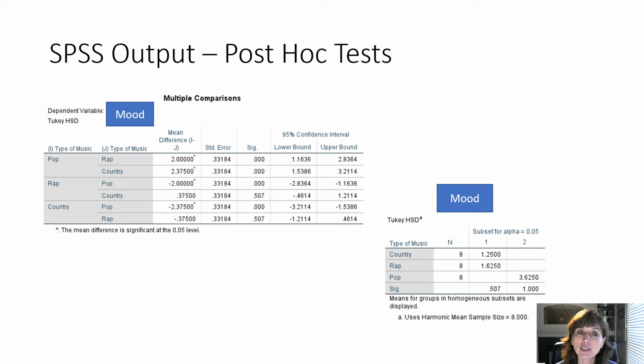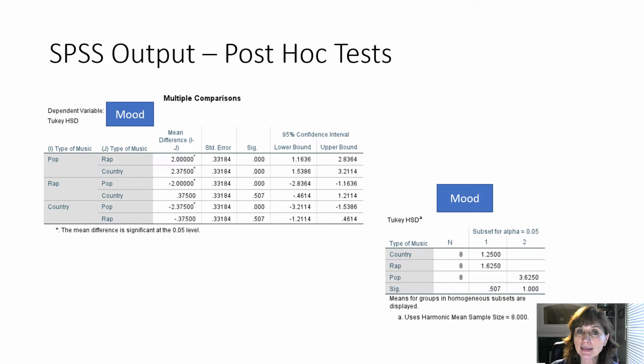So essentially what I'm saying here is with my post hoc tests, the pop music was what was increasing people's moods. The pop music had a positive influence on mood. Country and rap did not. And country and rap did not differ from each other in terms of their effect on mood.